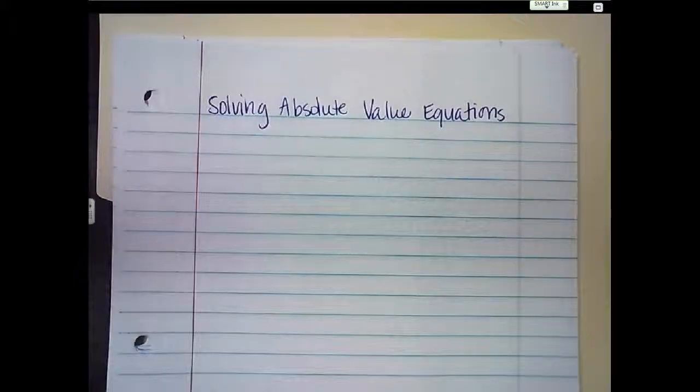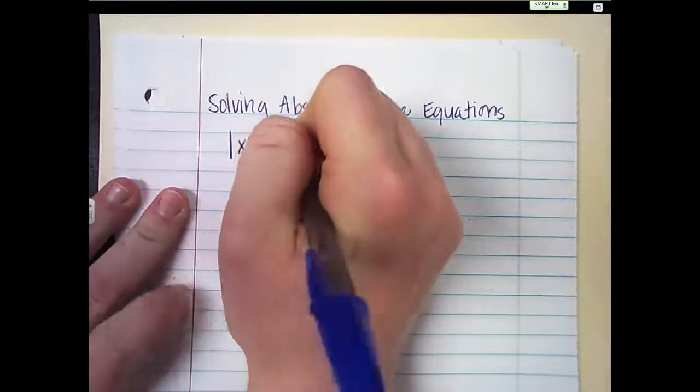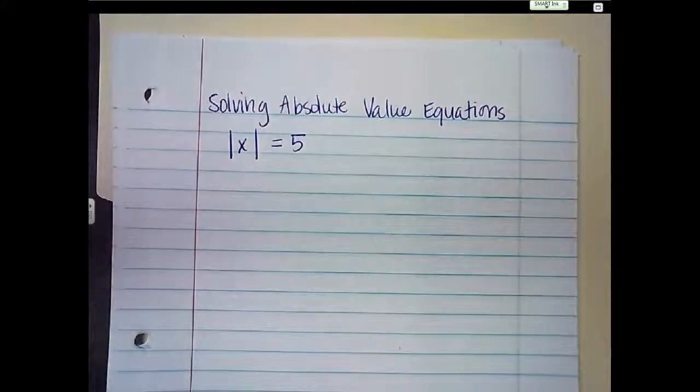Okay, solving absolute value equations. So if we look at just something basic, like absolute value of x equals 5, what is absolute value even mean? Positive, yes. Why is it positive though? Does anyone know the actual definition?